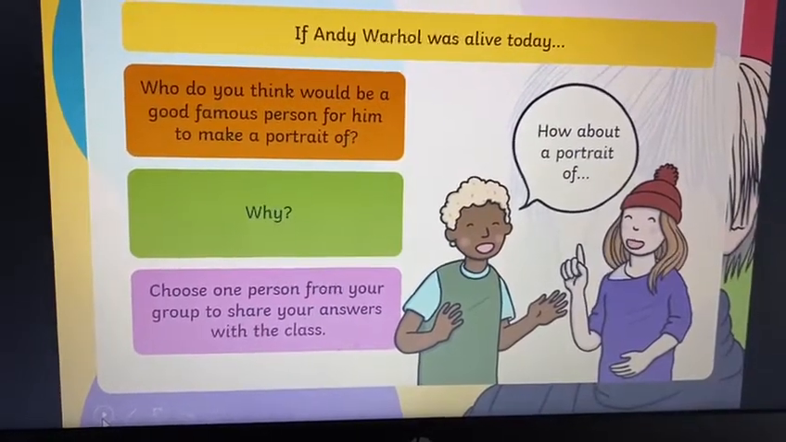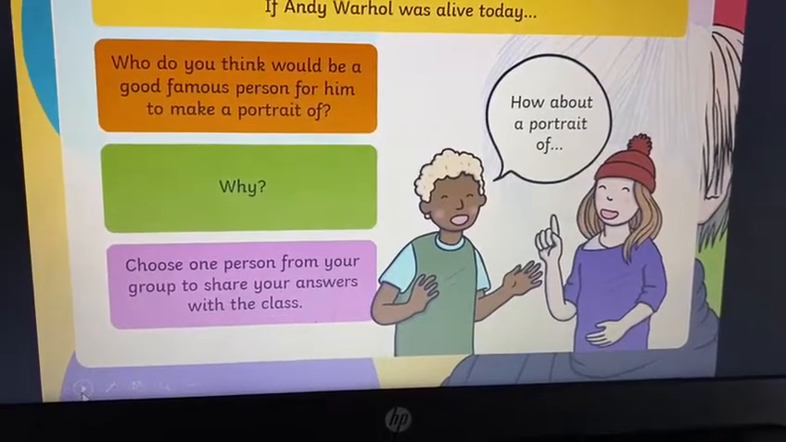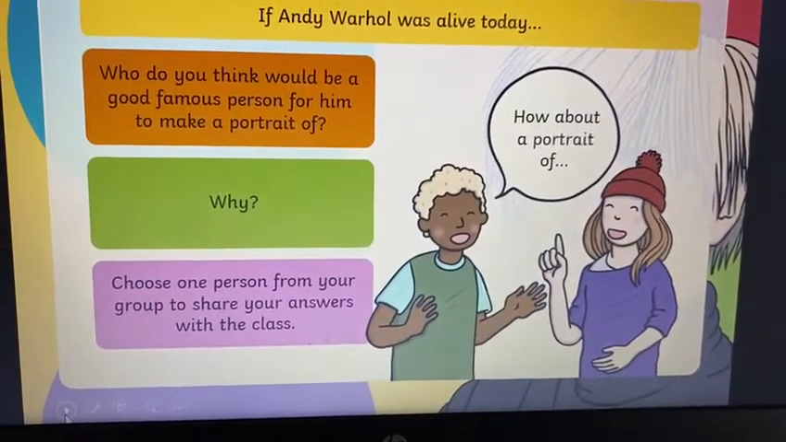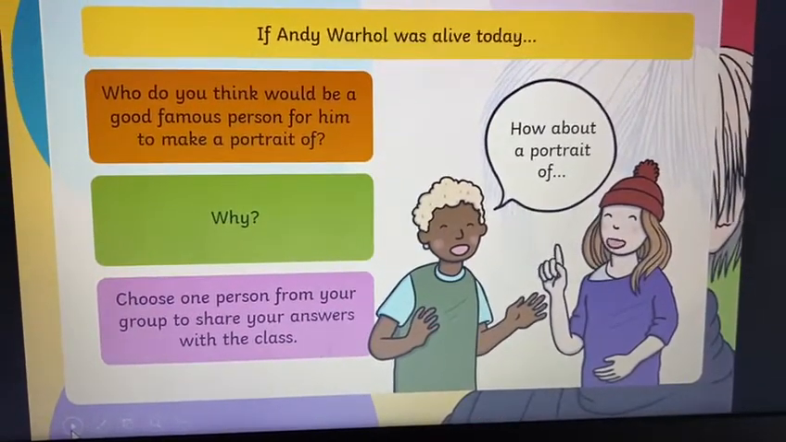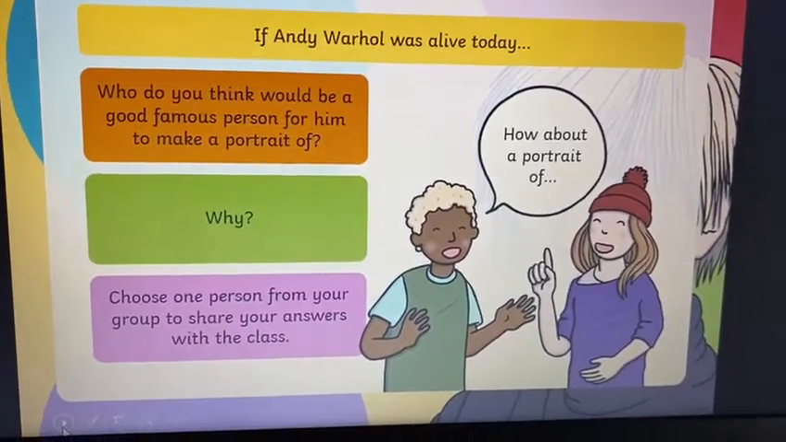If you want a little bit of a challenge as well, you could always have a think about why you think that person would be a good famous person to make a portrait of. So what is it about that person that you think would make them a really good person for Andy Warhol to paint today?